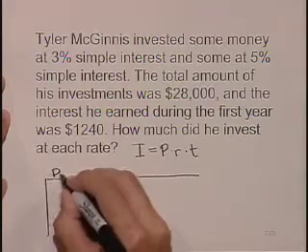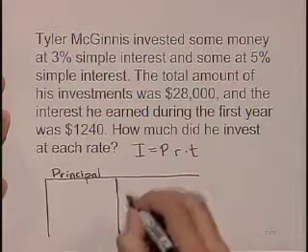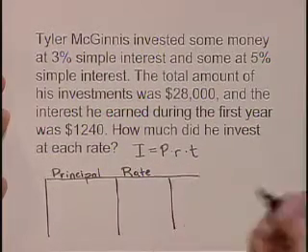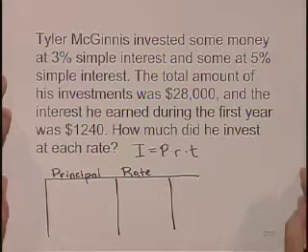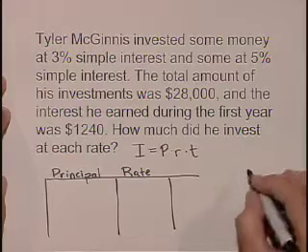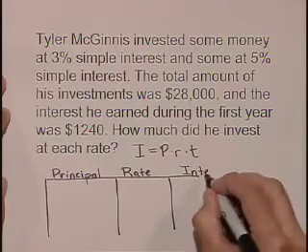So we have principal, we have rate. The time in this problem is just going to be 1 year for both accounts, so it's going to be the principal times the rate times the time, which is 1 year, so we're not going to write it. And the interest is going to be, in this case, the principal times the rate.